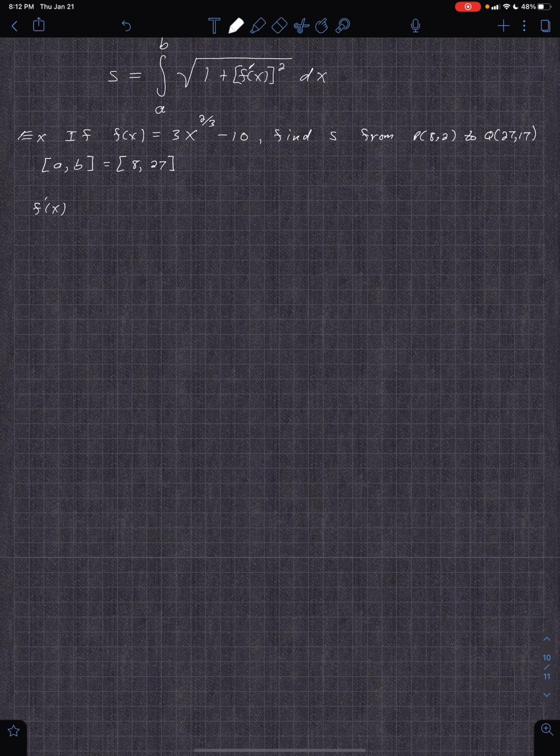So f prime of x is equal to 3 times the 2/3. So here's 2/3 times the 3, and then subtract 1. So it's 2/3 minus 3/3. So you end up getting 2 over x to the 1/3.